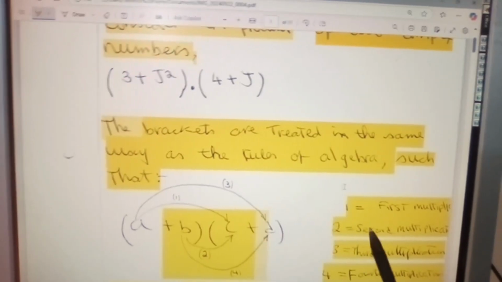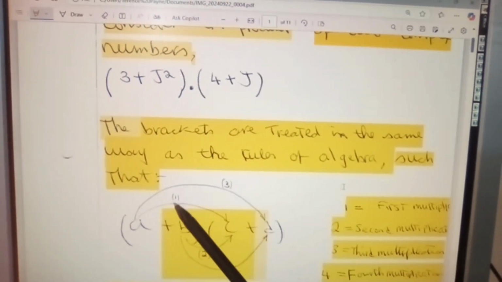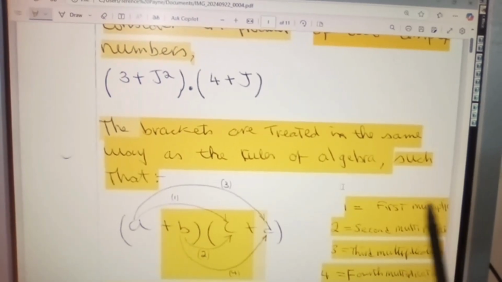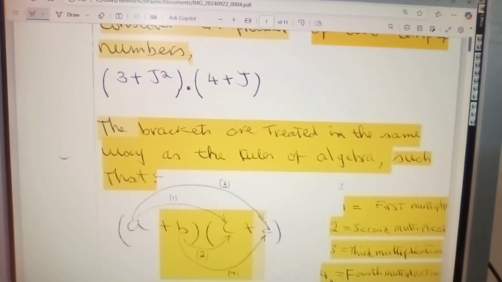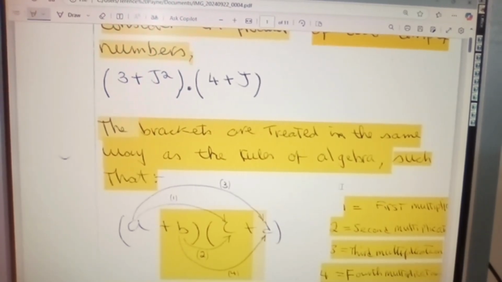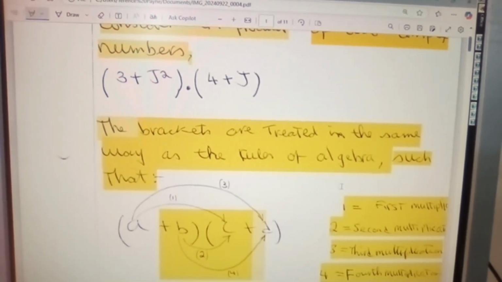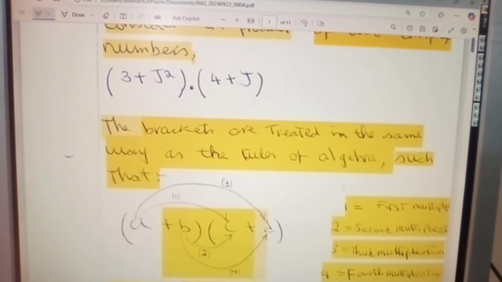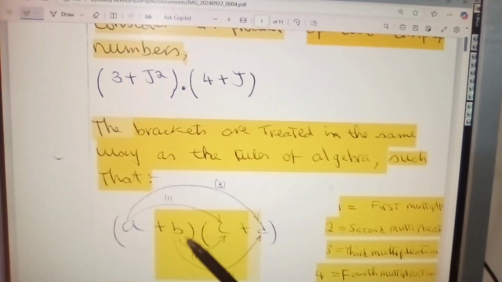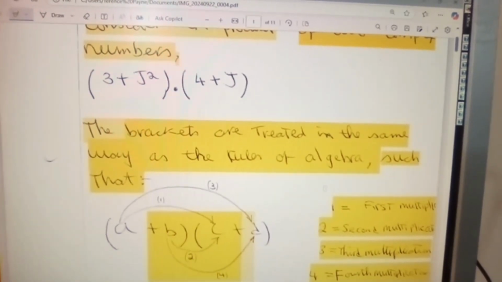Okay, and what I've done here, I've marked it as 1, first multiplication, 2, second multiplication, 3, third multiplication, and so forth, fourth multiplication. Okay, to get it out of the bracket, so we need to take it out of the bracket first. Okay, and when I've done that, you can see my result here.